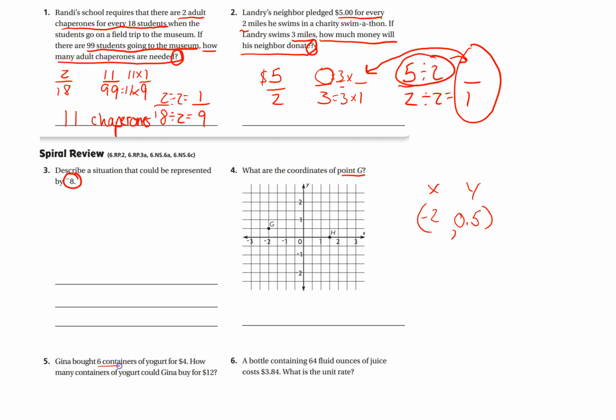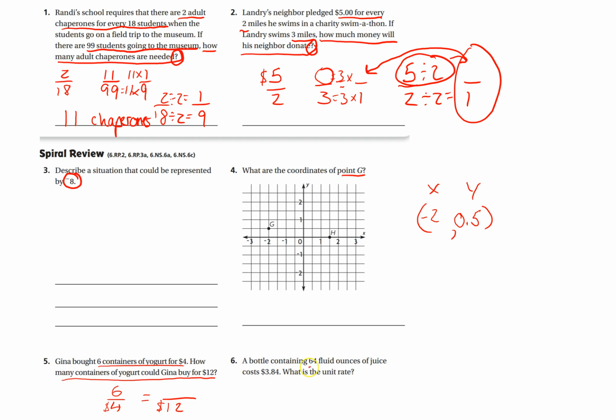Okay, Gina bought 6 containers of yogurt for $4. How many containers of yogurt could she buy for $12? So I'm just going to make a ratio, 6 containers to $4, and make it equivalent to, I want dollars on the bottom. And now I just need to find my missing value, which is what we've been doing.